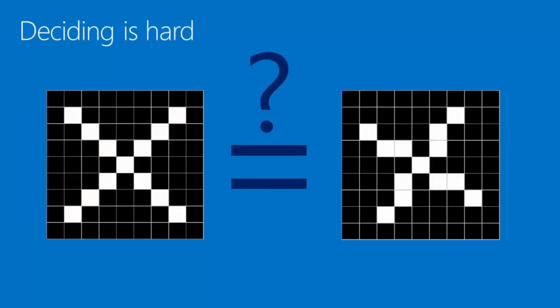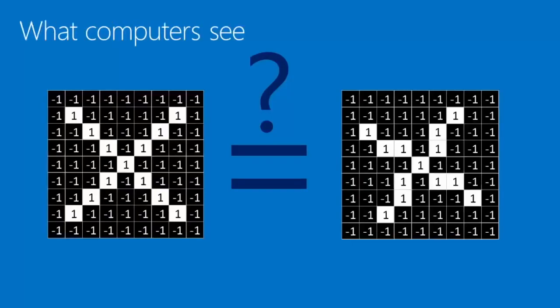deciding whether these two things are similar is straightforward. We don't even have to think about it. For a computer, it's very hard. What a computer sees is this checkerboard, this two-dimensional array, as a bunch of numbers, ones and minus ones. A 1 is a bright pixel, a minus 1 is a black pixel, and what it can do is go through pixel by pixel and compare whether they match or not.